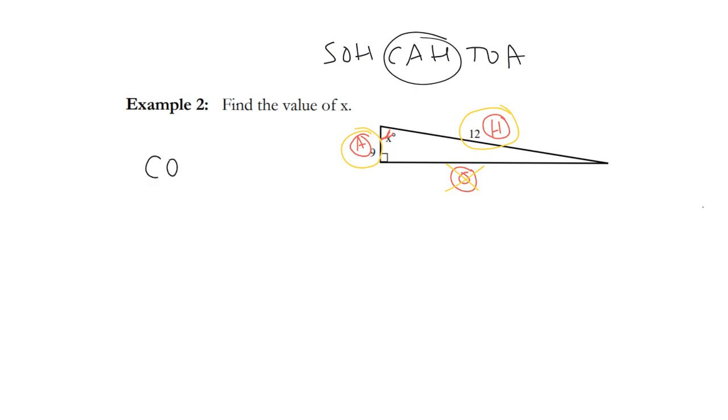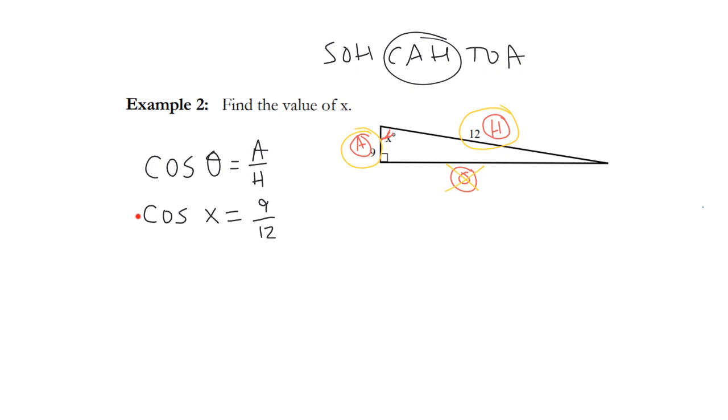So typically I would write cosine of theta is equal to adjacent over hypotenuse. I'm not changing anything here, but now I realize I'm trying to find the angle. I mean, we already realized that, right? So we're going to say, all right, the cosine of our angle, we'll call it x because we're trying to find that value, x, is equal to the adjacent side, which is 9, over the hypotenuse, which is 12.